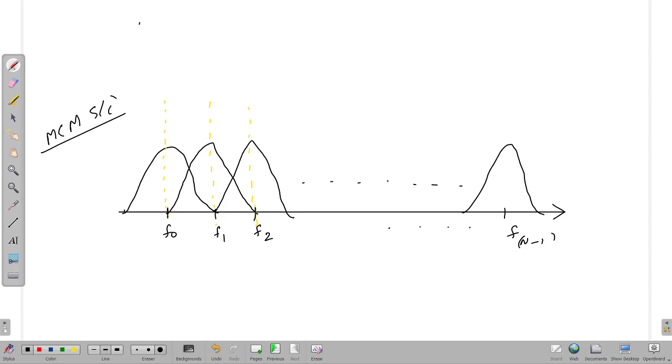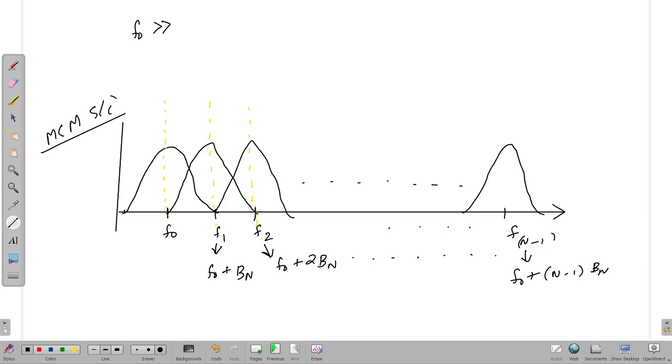f0 is a very high frequency. Separation between f0 and f1 is just 1 by Tn. So f1 is f0 plus Bn, f2 is f0 plus 2 times Bn, etc. fN minus 1 is going to be f0 plus N minus 1 into Bn.